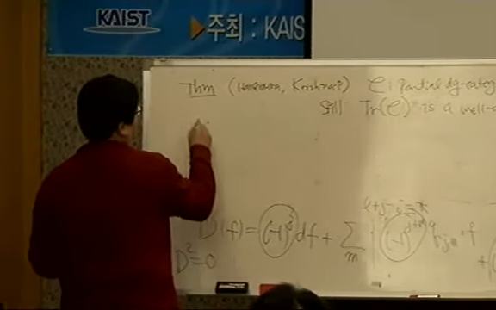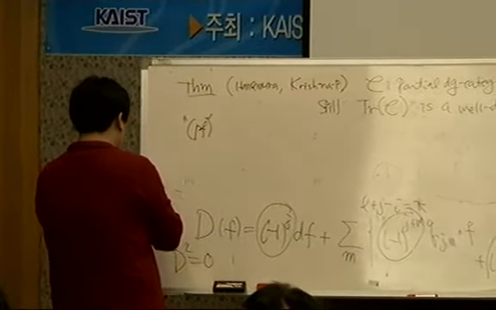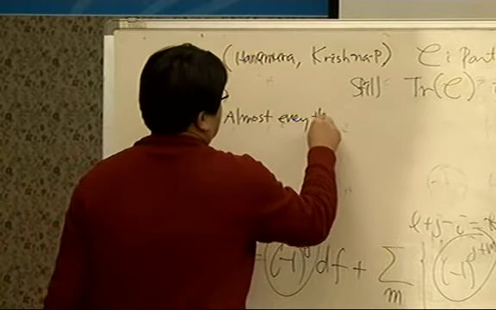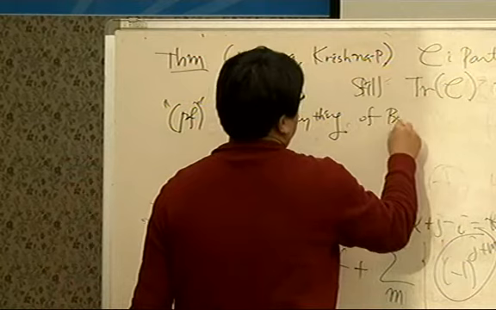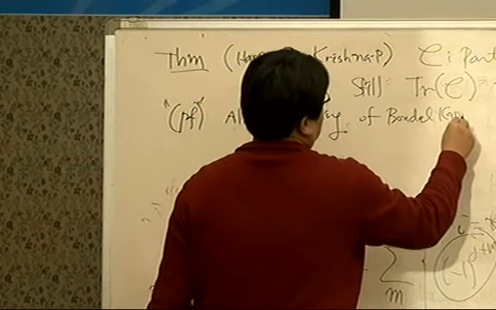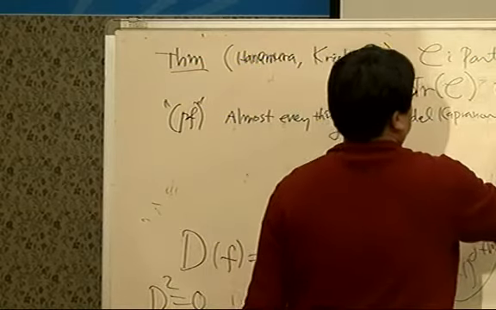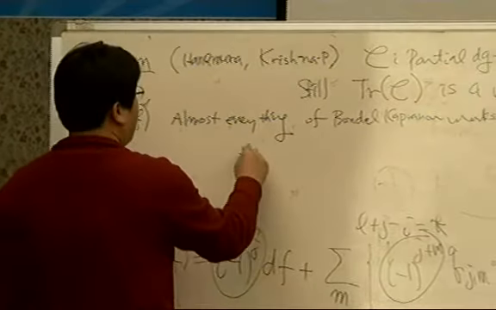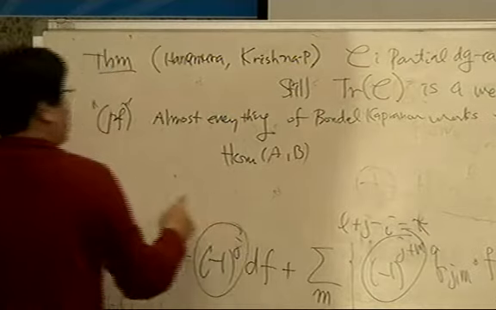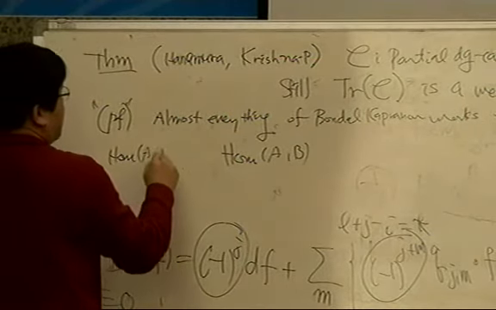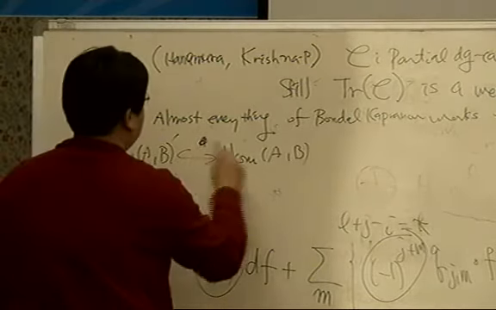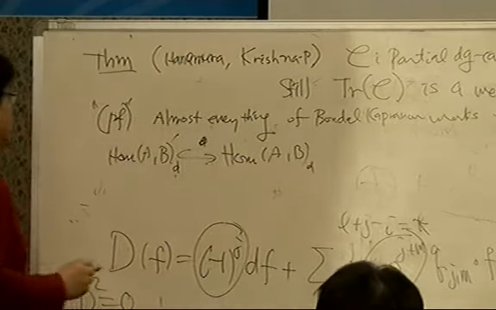So this one is not going to be given, but almost everything of Bondal and Kapranov works, except if I have Hom(A, B) and I have Hom a quasi-isomorphic subcomplex prime, where the differential is going to be, let me just write down the differential here as a subscript, D.